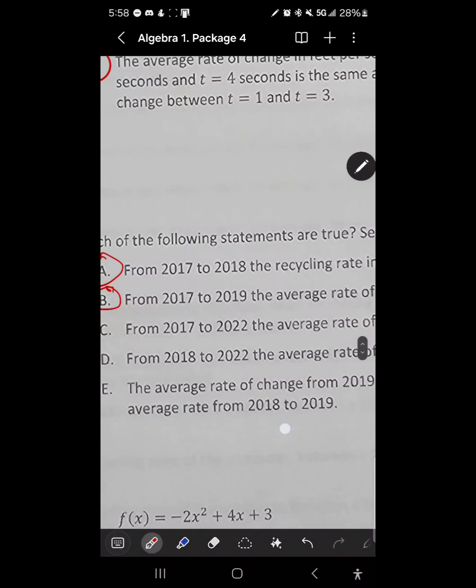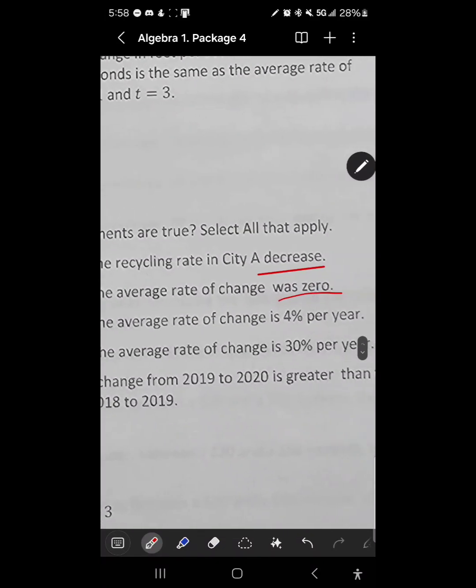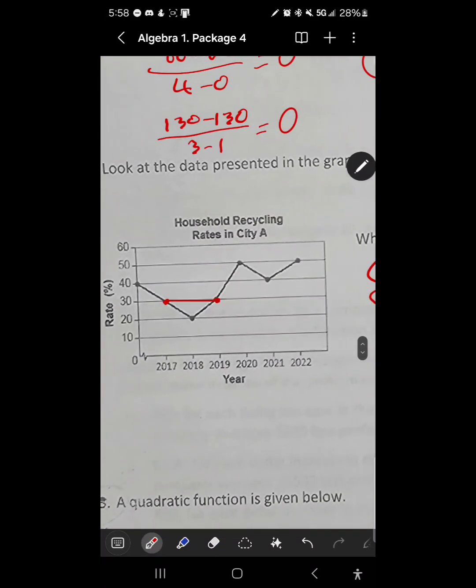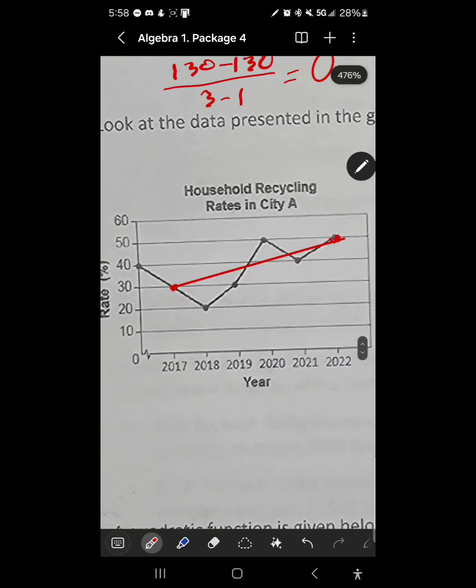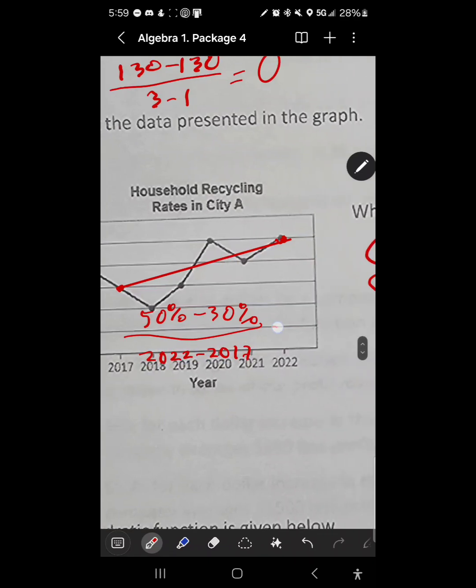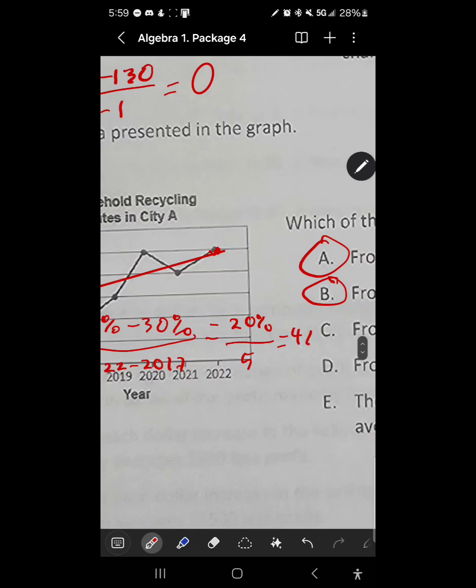Let's see, C: from 17 to 22, the average rate of change is 4% per year. So it's 17 to 22. So this is 17. This is 22. This is what we want to know. So it will be 50% minus 30% over 22 minus 17, which is equal to 20% over 5, and this equals 4%.